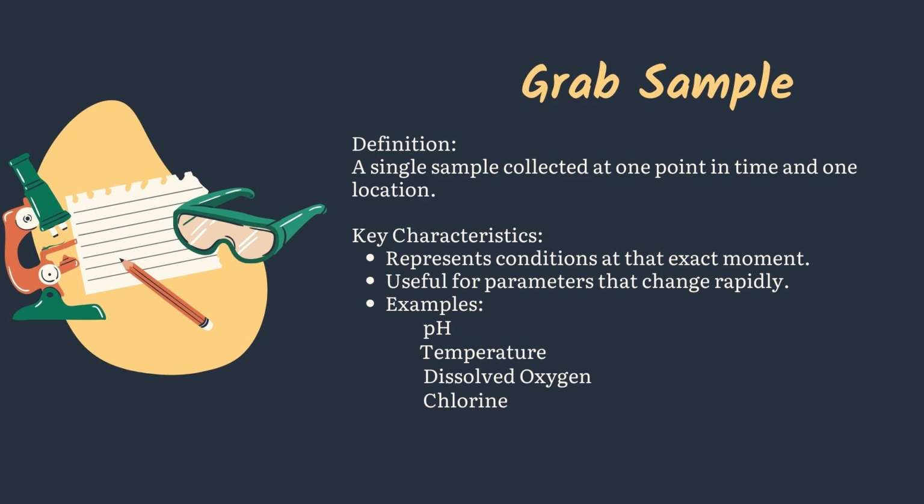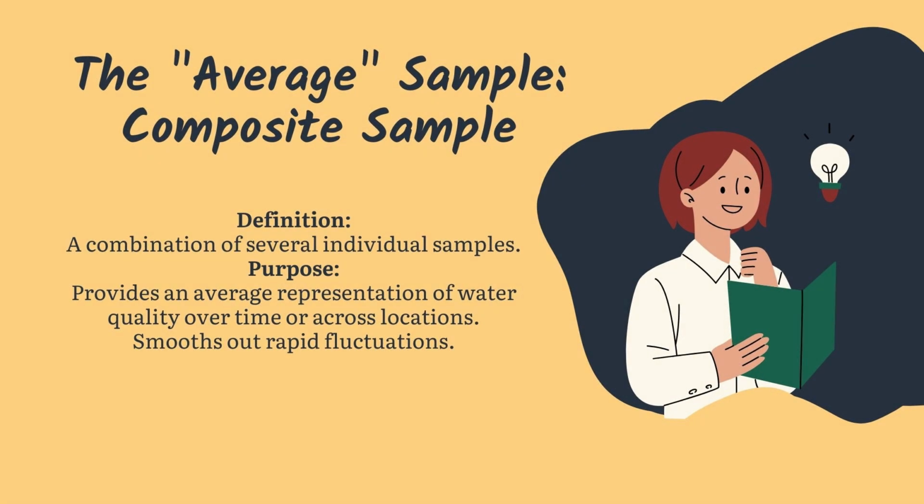to go. However, it is important to remember that it doesn't tell us anything about what happened an hour ago or what will happen an hour from now. Next, we have the composite sample. Unlike a grab sample, a composite sample is a combination of several individual samples. These samples are collected either over a period of time or at different locations.